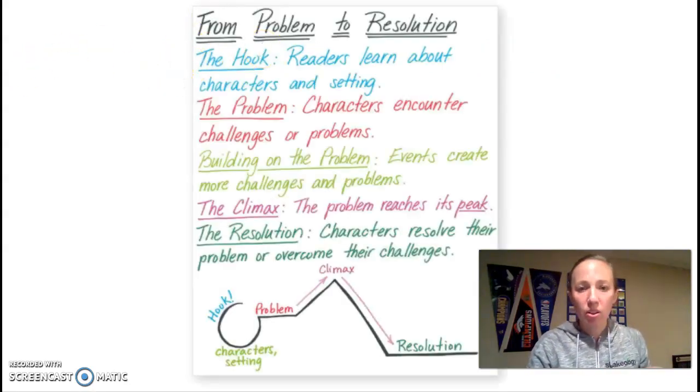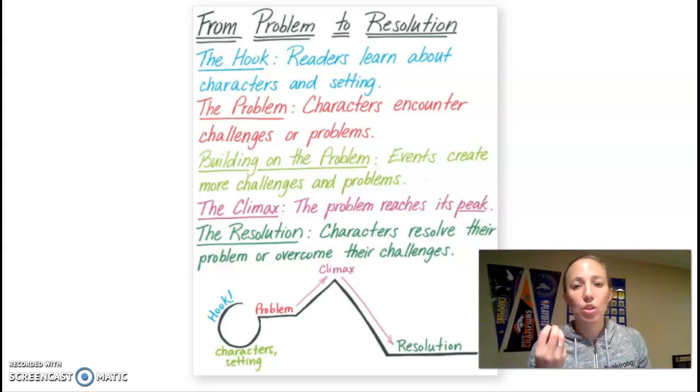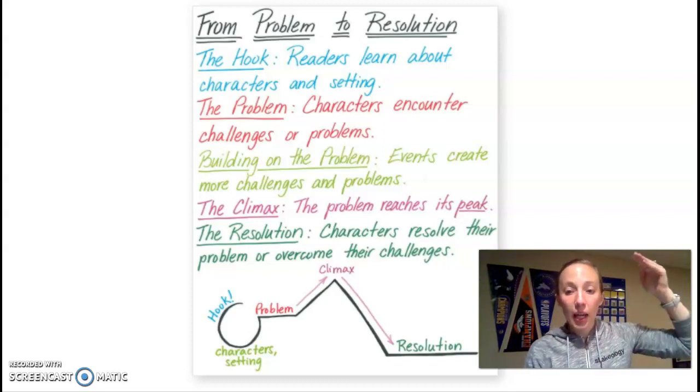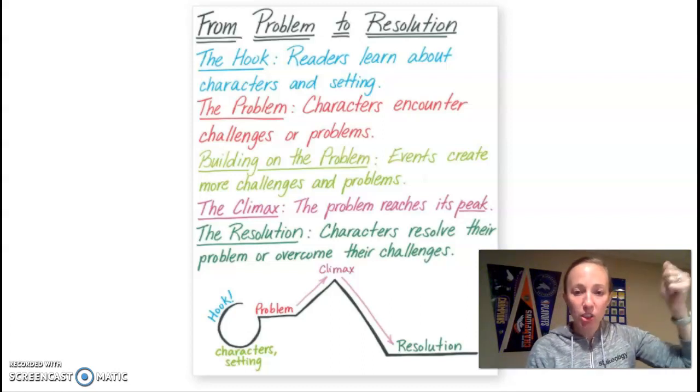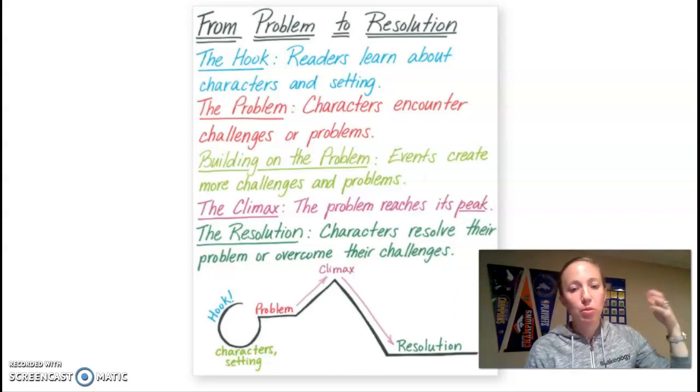So if I think about a story, there's kind of this arc that stories go through. So we start off with what's called the hook, where the readers are learning about the characters and the setting. Who's it about? Where is it taking place? Then there's some sort of problem that the characters are going through, and it continues to build, and there's more events and sometimes more challenges and more problems get added. The climax is when the problem is at its most serious, and then the resolution is when the characters can resolve their problem, fix their problem, or overcome their challenges.